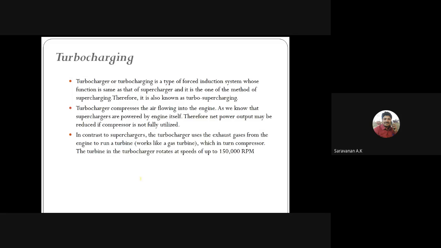So is it clear? These are the terms that will be discussed in this class. Is it clear or not? Yes, sir. Okay, do you have any doubt? You can just ask. Otherwise you can leave the class.